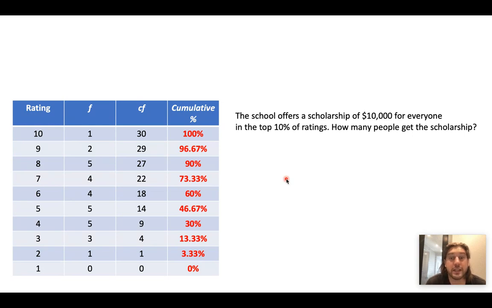Okay, so take a second, think about it. I'm not going to tell you how to do this yet, but think about it and see if you can answer this question. We want to give a scholarship to the top 10% of these students. How many people get the scholarship? So press pause, think about it, and press play when you're ready to come back for the answer.